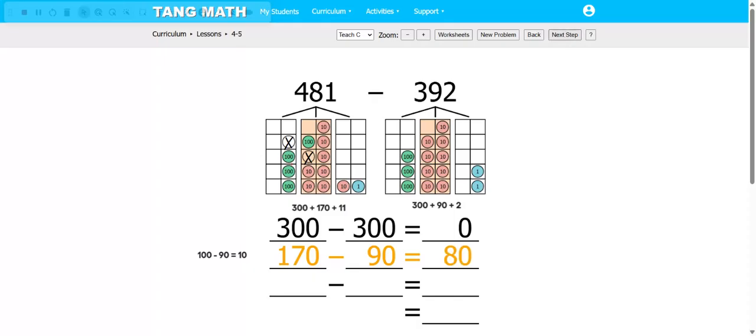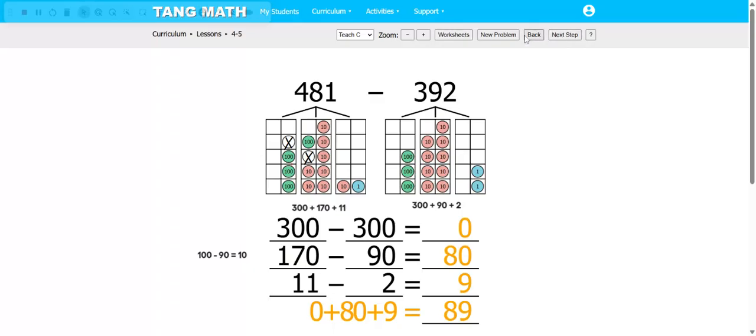All right, now we want to subtract our ones. 11 minus 2. We should be able to think about a number line and just count backwards from 11. What comes before 11? 10. What comes before 10? And that would give us our answer. Now all we have to do is combine our partial differences. What's our difference? When we combine our partial differences, we get the total difference, the answer to the subtraction problem.